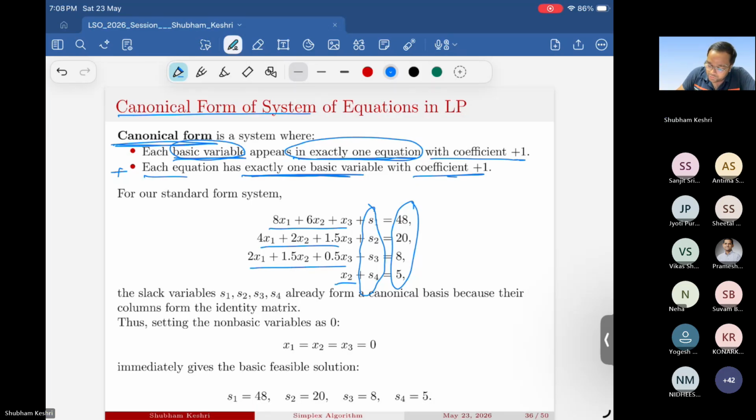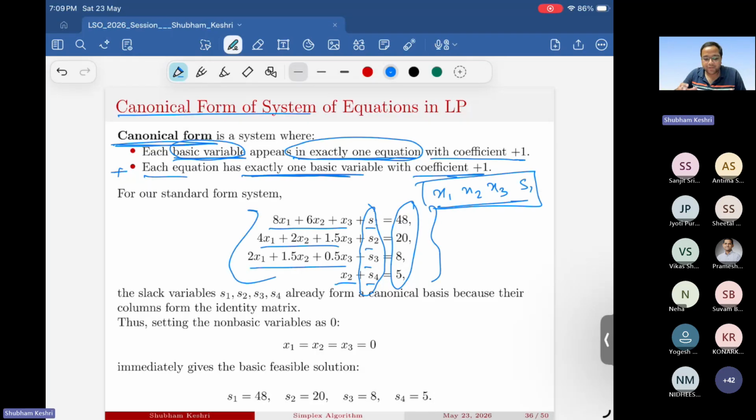Okay, so you just transform your equations into the canonical form. So suppose your basic variables are x1, x2, x3, and s1. So these are your basic variables. You transform this set of equations using elementary row operations. And then once you have done it, your RHS will give you the value of the basic variables. That's why we are talking about canonical form.